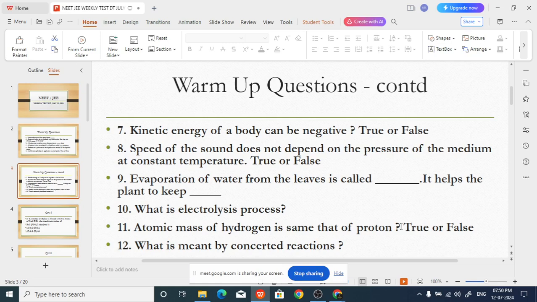Next, the eighth question. Can you read it? Speed of sound does not depend on the pressure of the medium at constant temperature. True or false? Yes, it is true, because it does not depend on the pressure of the medium. Okay, go to the next, question number 9.